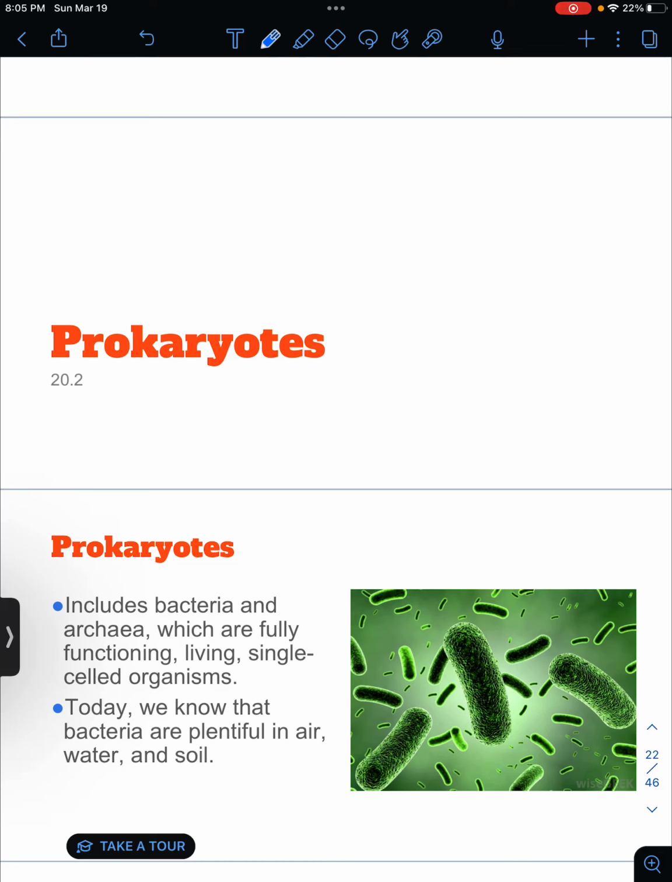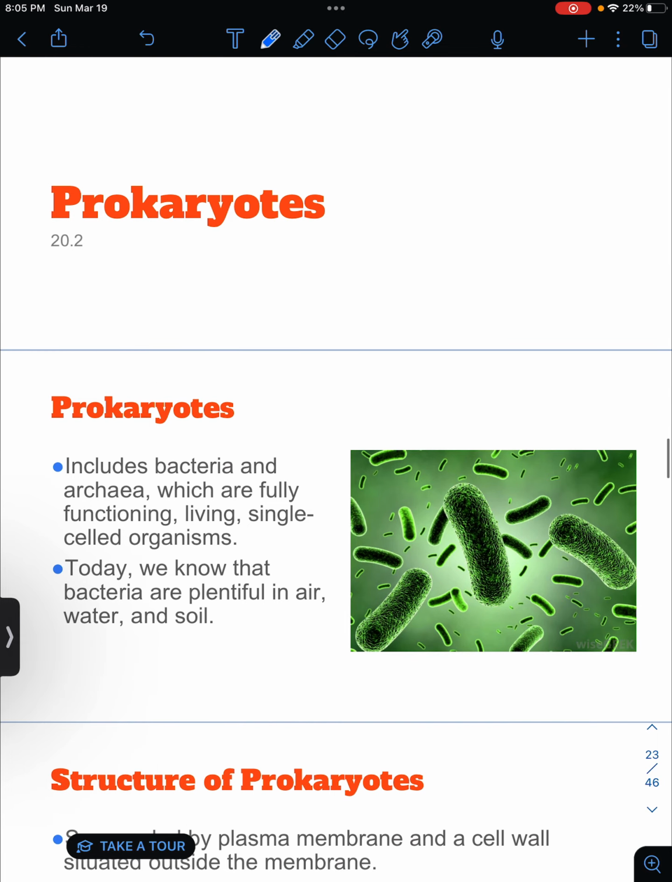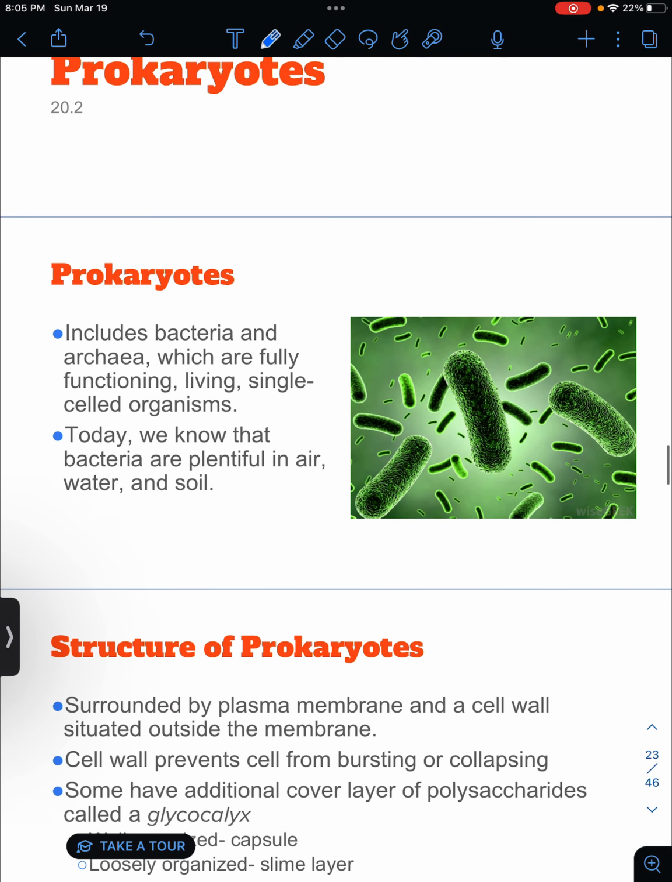So for this part of chapter 20, we're going to try to finish it in this recording. 20.2 is about prokaryotes, and of course we know what that is already, so we're just going to go over it really quickly. It includes bacteria and archaea, which are fully functioning, living, single-celled organisms.